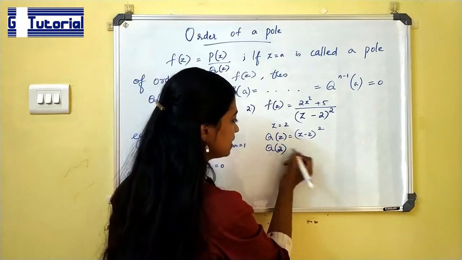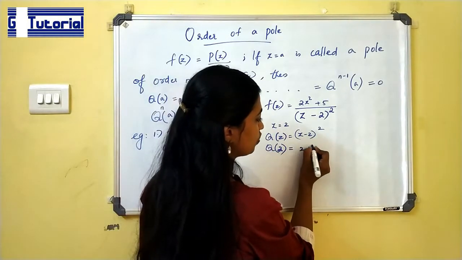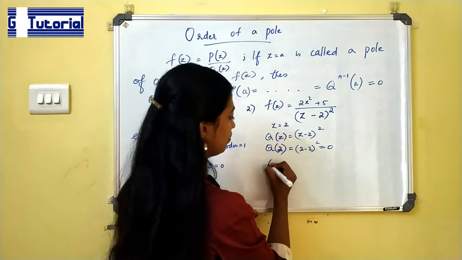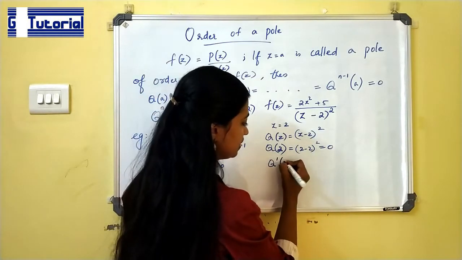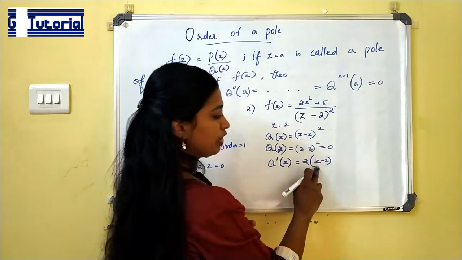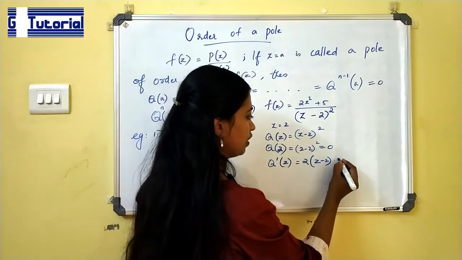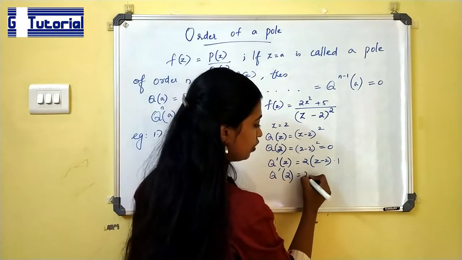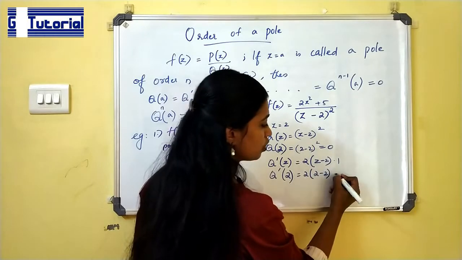Q of 2 is 2 minus 2 the whole square, which is equal to 0. Then we have to take the derivative. The first derivative, q dash of z, is equal to 2 into z minus 2, and the derivative of z is 1 into 1. Now we have to find the value of q dash of 2. It is equal to 2 into 2 minus 2, which is also equal to 0.